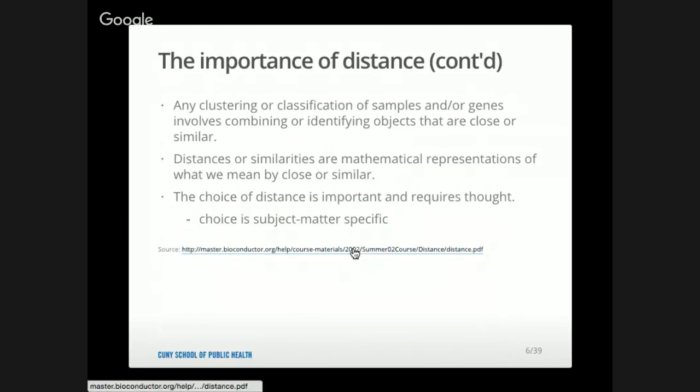This is, by the way, a very well-liked tutorial, very old, from 2002, but a good discussion of distances in genomics. They're talking mostly about microarrays here, but most of it is applicable to all kinds of high-dimensional data.